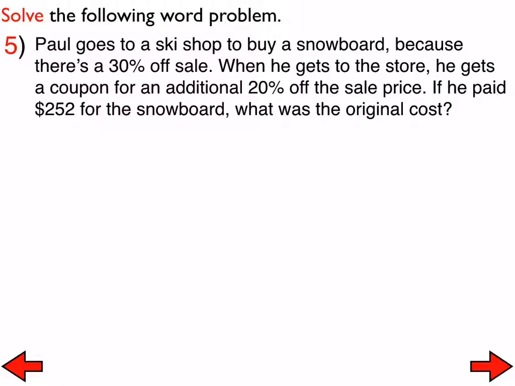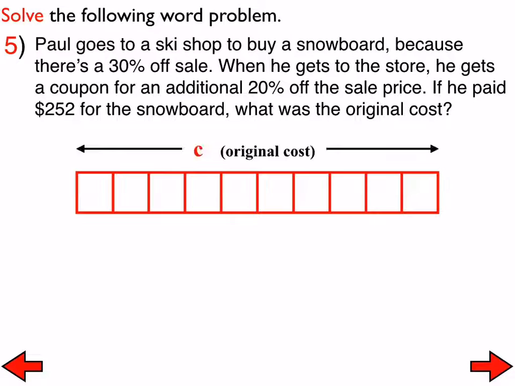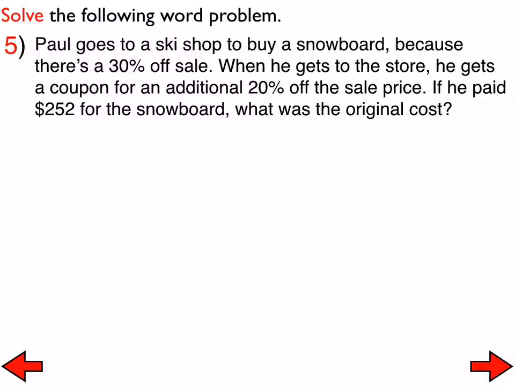So remember, we need to start with that 252, which is the amount paid for the snowboard. Let me back off here because I thought I had the short part first. That 252 is the new amount because that's the ending amount that he paid for the snowboard, which means that we don't know the original cost. Plus, it says, what was the original cost?